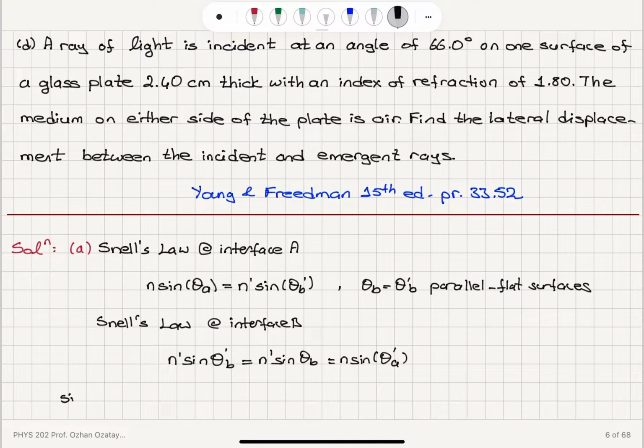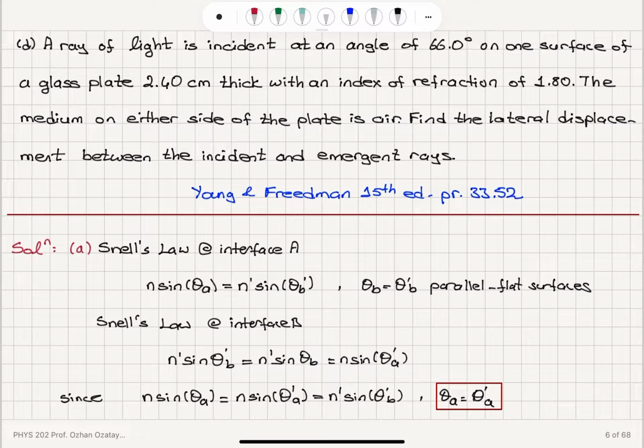And by combining these two equations, n sine theta A equals n prime sine theta prime B equals n sine theta prime A. So we have n sine theta A equal to n sine theta prime A, which is true because they're both equal to n prime sine theta prime B. So we can say that theta sub A must be equal to theta prime A. That's what we were asked to show in part A.